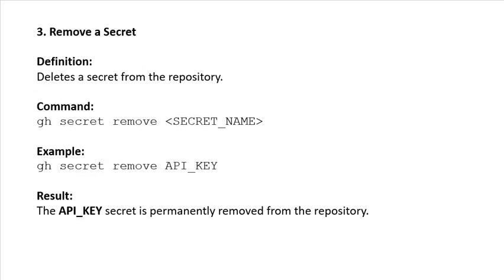Third is removing a secret, which deletes the secret from the repository. Use the command gh secret remove followed by the secret name. For example, gh secret remove API_KEY. The result is that the API_KEY secret is permanently removed from the repository.